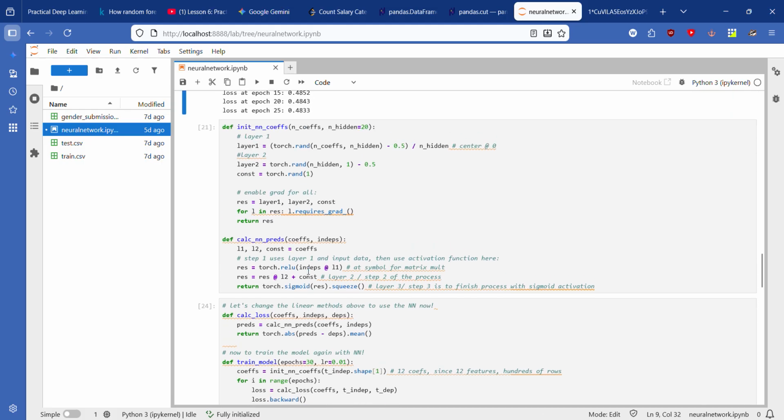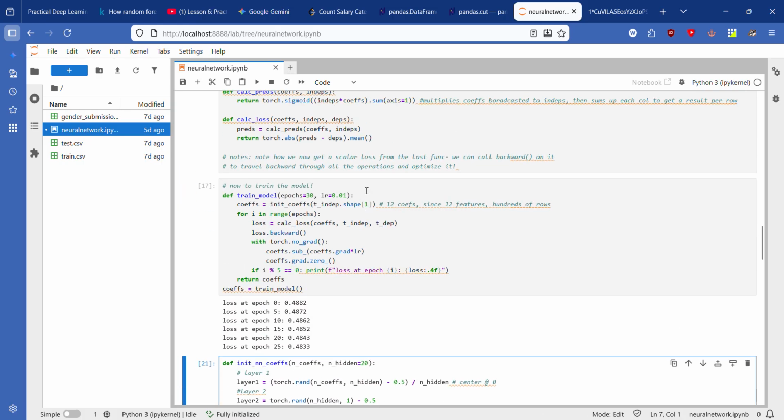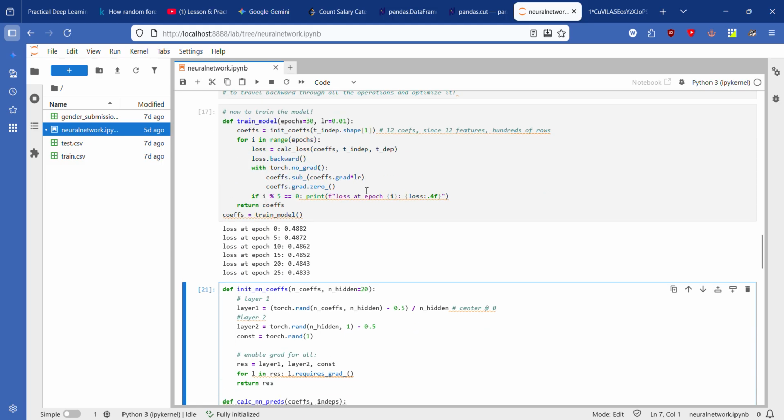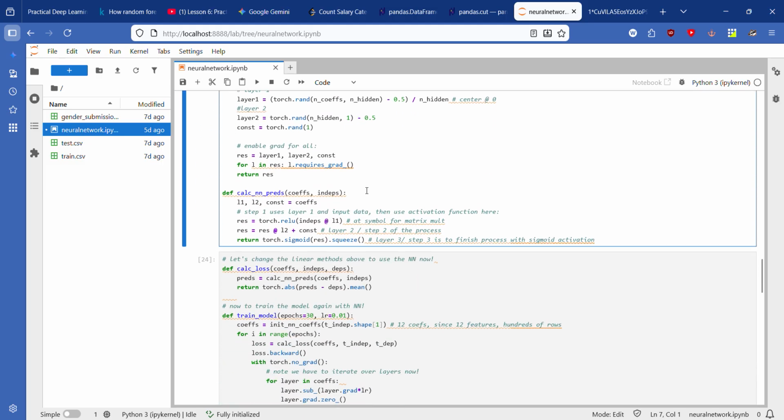And so that's it for a model right there. We made our first model. But the thing is, that was a linear model. It only had one layer, but a neural network is going to have multiple layers.